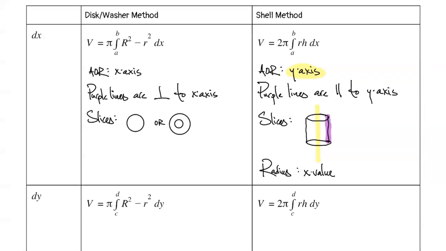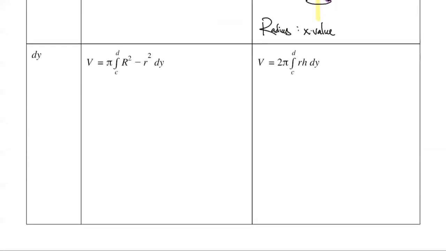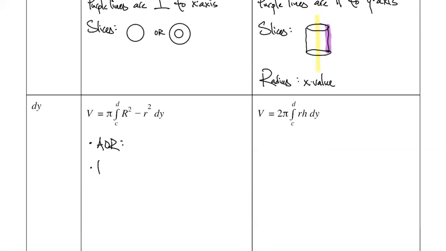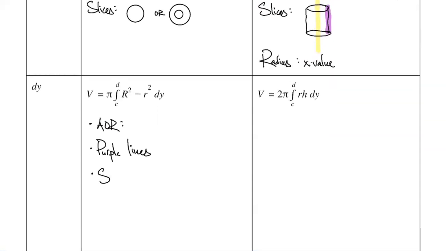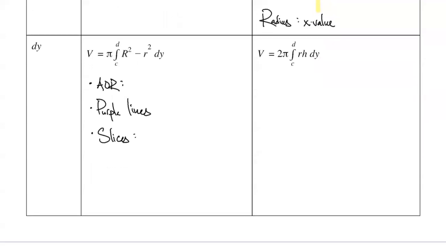Let's see if we can repeat this process for what happens when we have the dy at the end. Let's start with the disk method, or the disk and washer method. Tell me about the axis of revolution if it's dy. Tell me about the purple lines. Tell me what the slices look like. You're totally fine, I knew where you were going, and that's a super valid question. So we've got a volume equation that is something, something dy. What is the axis of revolution if we're using disk or washer method?